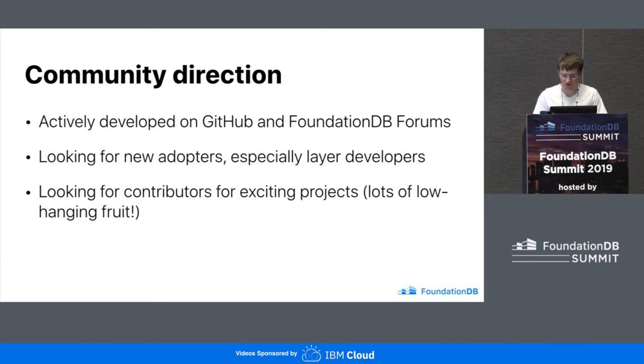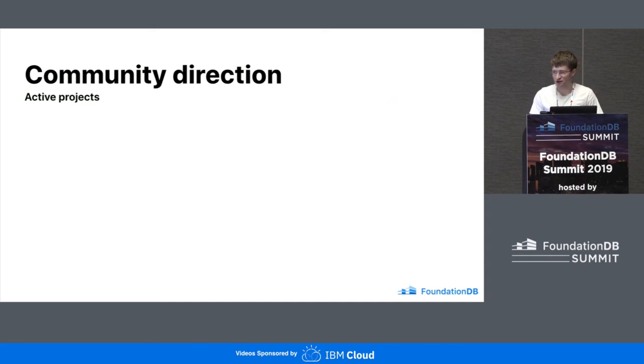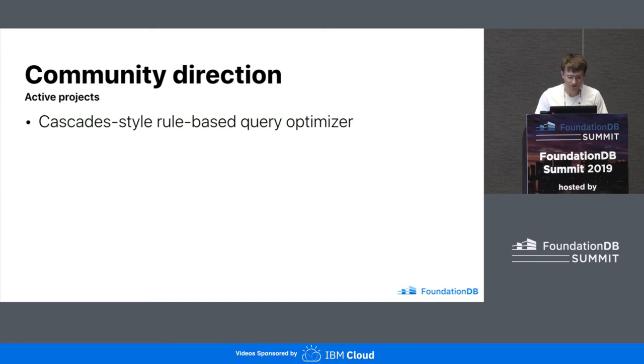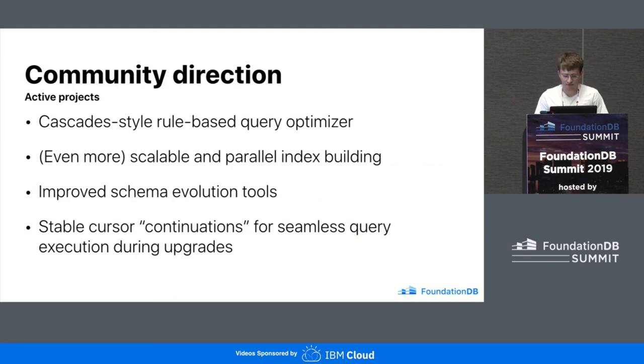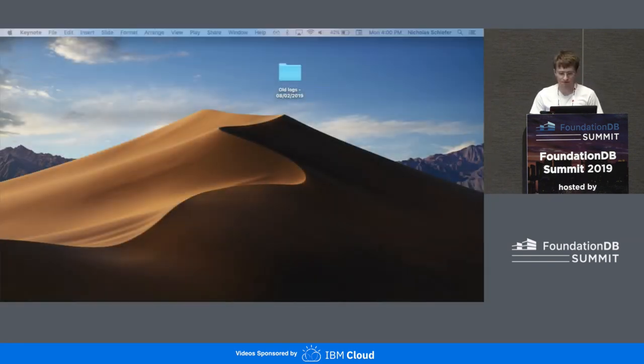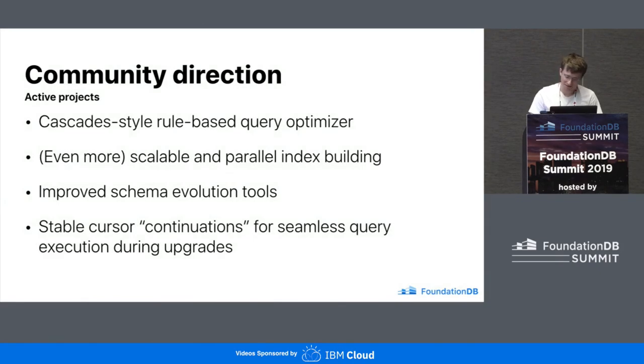So to give you a taste of some of those, we have a whole bunch of active projects; you can see the pull requests flying on GitHub right now. There's a new query optimizer in the cascade style that I've been working on. We're working on improving the scalability and parallelization of index building. We're working on some improved schema evolution tools, and we're also working on what we call stable continuations, which allow you to run queries and keep running them even while you're bouncing some instances during an upgrade process. We're very excited about that.